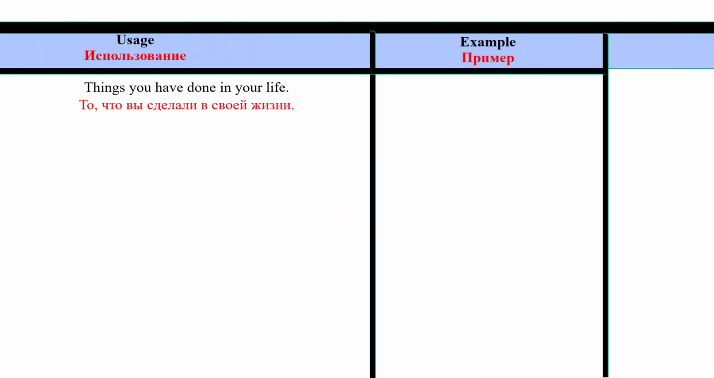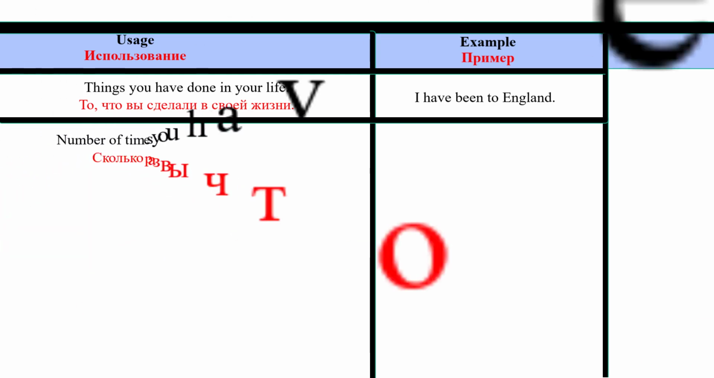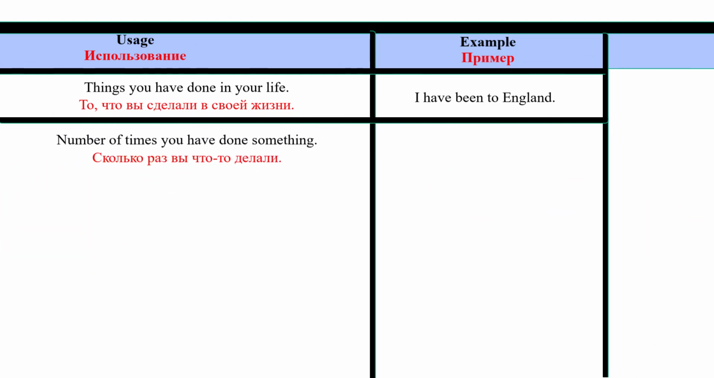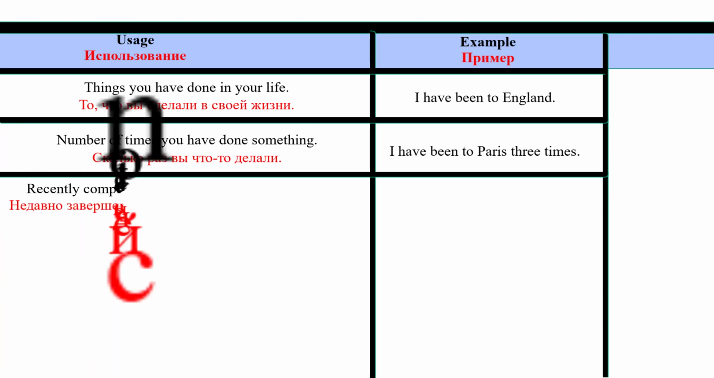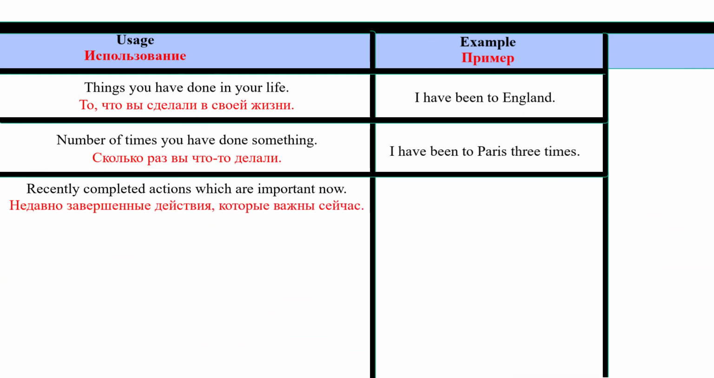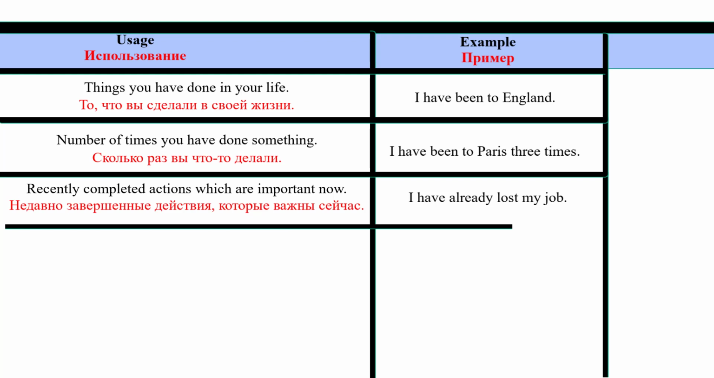Things you have done in your life: I have been to England. Number of times you have done something: I have been to Paris 3 times. Recently completed actions which are important now: I have already lost my job.